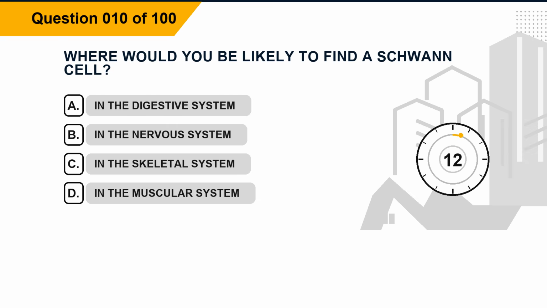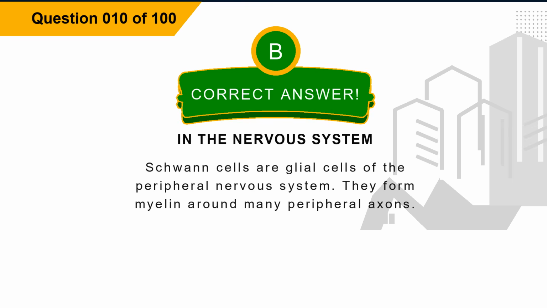Question 10. Where would you be likely to find a Schwann cell? Option A. In the digestive system. Option B. In the nervous system. Option C. In the skeletal system. Option D. In the muscular system. The correct answer is option B. In the nervous system. Explanation. Schwann cells are glial cells of the peripheral nervous system. They form myelin around many peripheral axons.